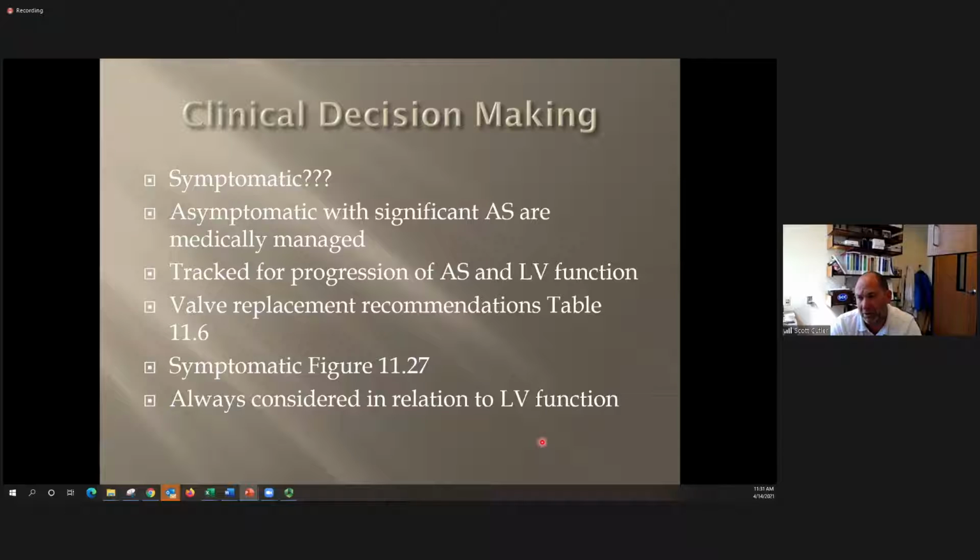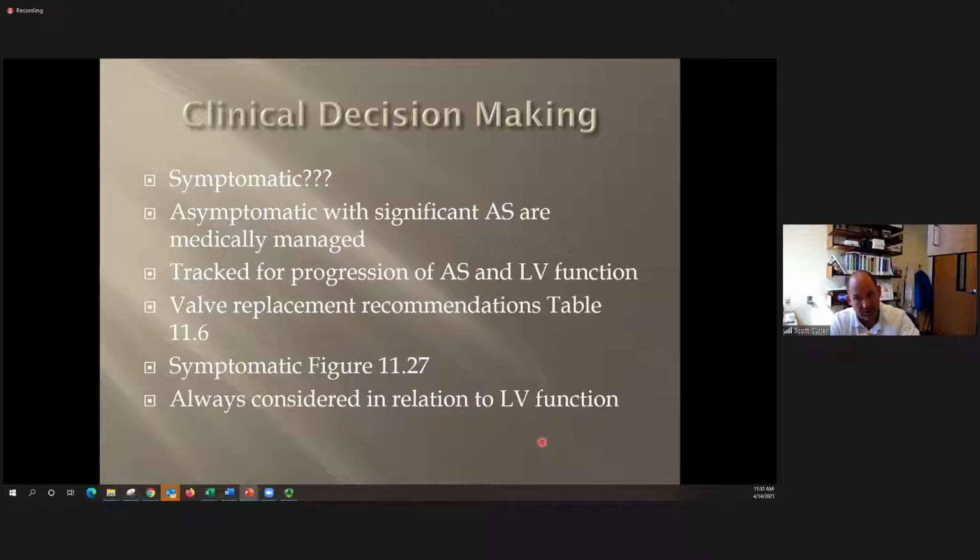Asymptomatic patients with significant aortic stenosis are medically managed with medications, diet, and exercise. We want to track for progression of aortic stenosis and the LV function. So anytime we look at the stenosis of the valve, we're also paying attention to the function of the heart, okay? Because if the left ventricular ejection fraction drops and we get poor systolic function, that's going to affect what goes through the valve and how well that valve opens.